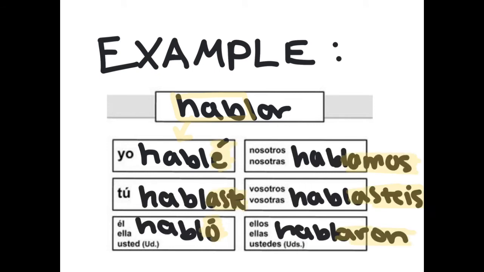So here are the conjugations for the past tense for hablar. So yo hablé, tú hablaste, él, ella, usted habló, nosotros, nosotras hablamos, vosotros, vosotras hablasteis, ellos, ellas, ustedes hablaron. So as you can see, for every subject pronoun, I kept the beginning part of the verb, so H-A-B-L, and I dropped the A-R ending, and then I put the ending that fit each subject pronoun. So é, aste, ó, amos, asteis, aron.